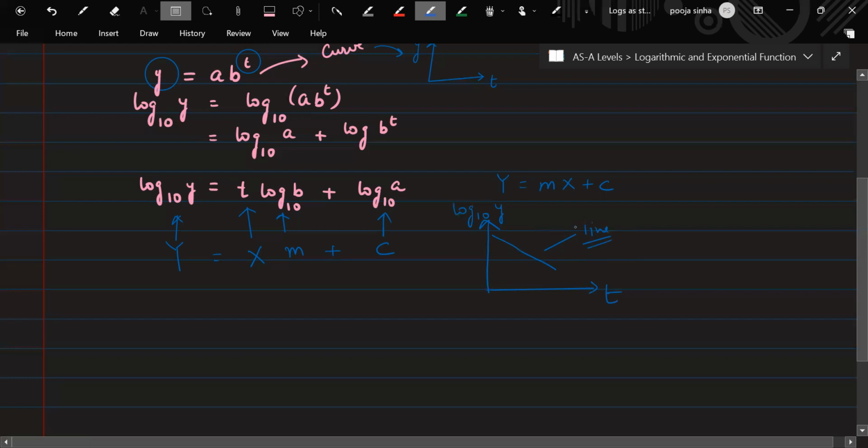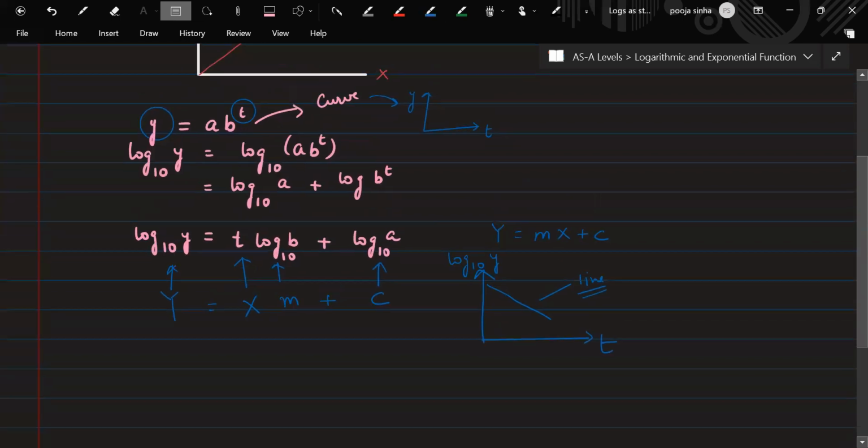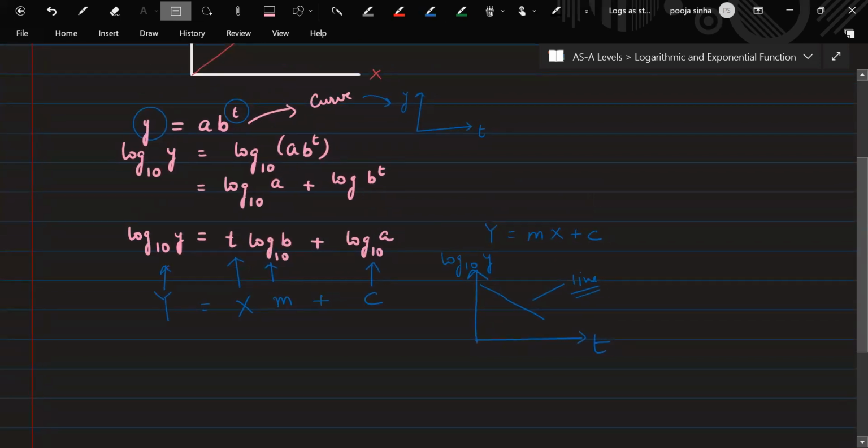All right. So what we have just done is, there was a curve which you just converted into a line. How? By taking logs. So logs give us the flexibility to change a curve into a line. For that, you need to convert the entire equation into log. Okay. Did you get my point?